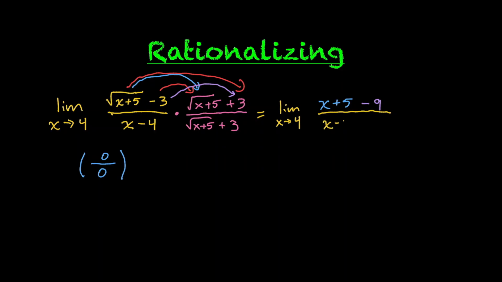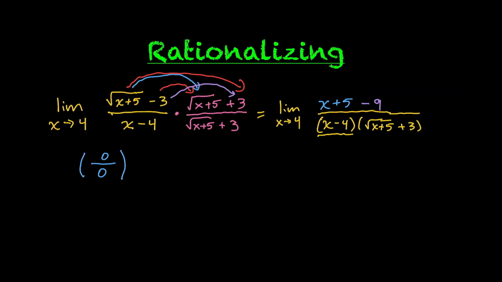A lot of students will FOIL this and then immediately regret that decision because then they have to factor it right back out. Okay, so we want to leave it as x minus 4 times the square root of x plus 5 plus 3 on this bottom. Again, we want this x minus 4 on the bottom to cancel, so we don't want to distribute it.